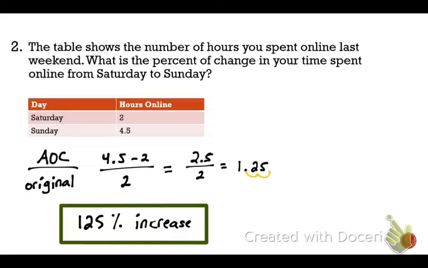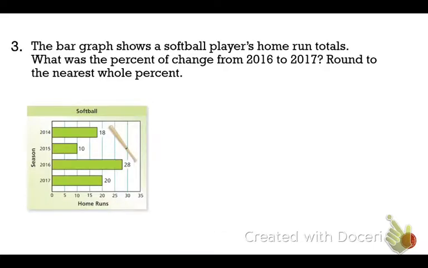All right, we're going to do one more example that looks similar to this. This bar graph here shows a softball player's home run totals. Raise your hand if you've ever played softball or baseball. Okay, very good. We are trying to figure out the percent of change from 2016 to 2017.